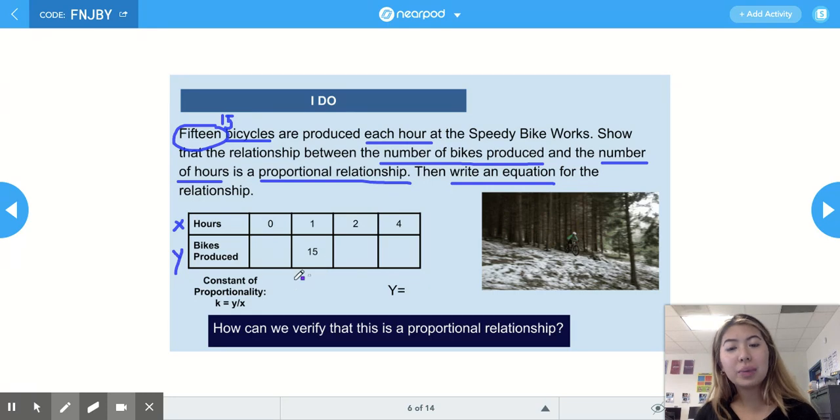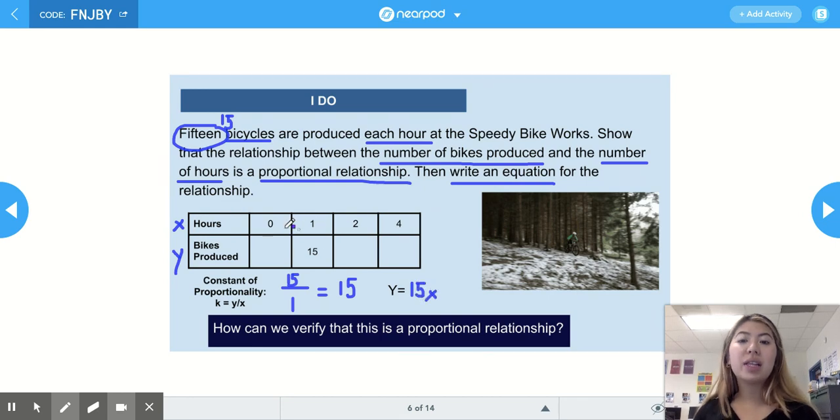The first thing that I'm going to do is find out what my constant of proportionality is by using this equation: k is equal to y over x. So our y value is 15, our x value is 1. So 15 over 1, or 15 divided by 1, is 15. From there, I'm going to write an equation, which is always in the form of y is equal to k times x for proportional relationships. So since my constant is 15, my equation is going to be y is equal to 15x.